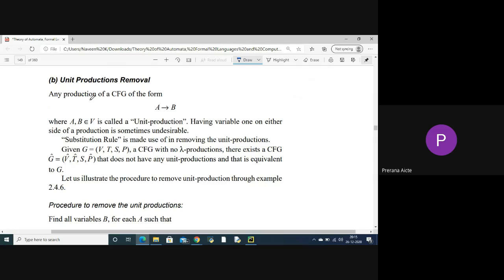Next, elimination of unit production. Unit production is nothing but a capital symbol tends to a capital symbol only. A production is said to be a unit production if it is of the form A tends to B, where A, B belong to the non-terminal set.